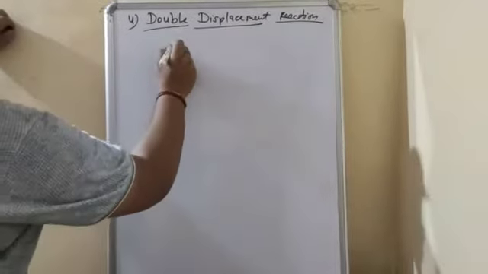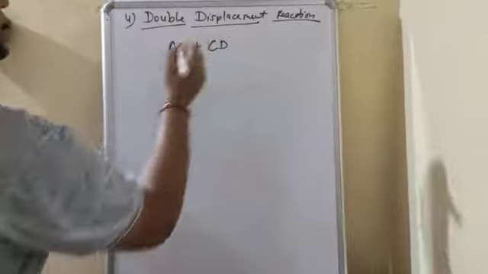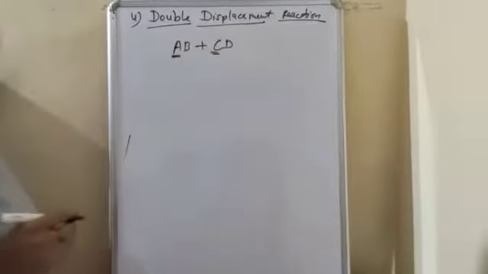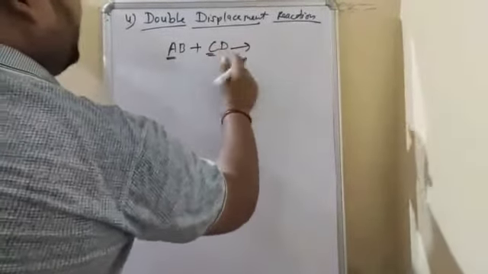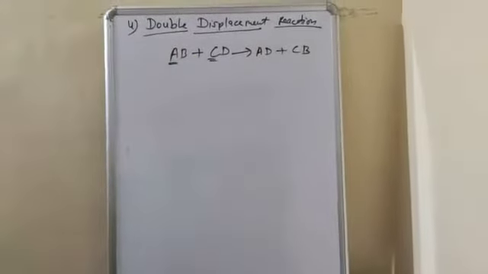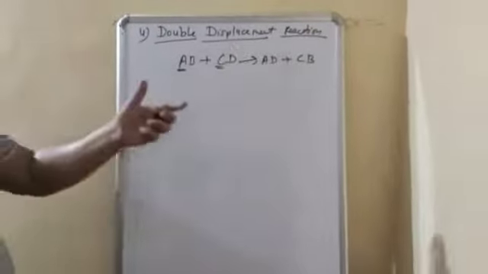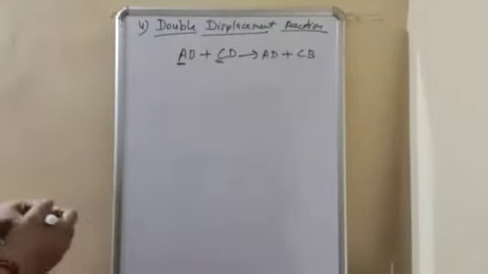For example, suppose one compound is AB and another compound is CD. So here are the ions present in A and C. They will change their ions, meaning after reaction it will become AD plus CB. Here AB and CD are two compounds. When both react to each other, they form two new compounds in which both ions are exchanged.